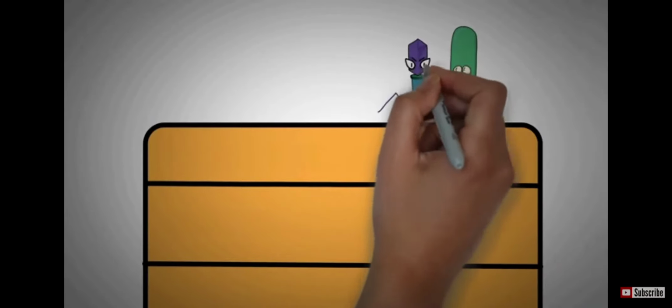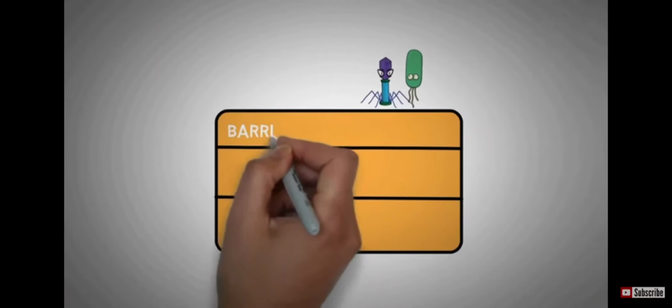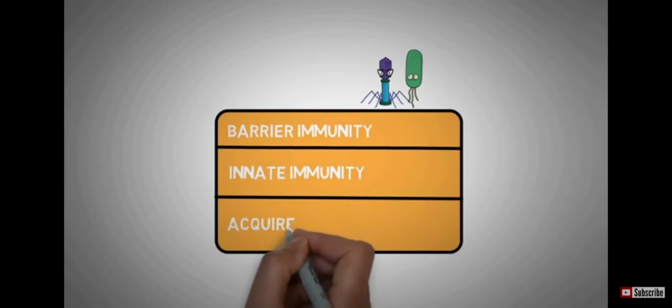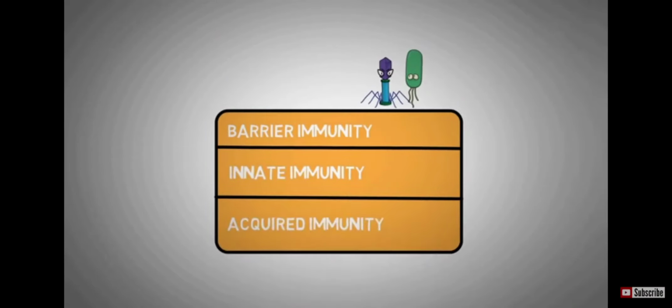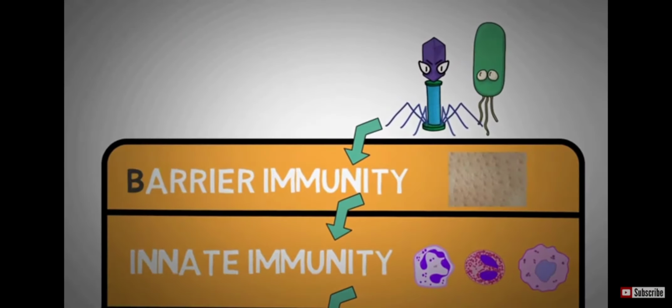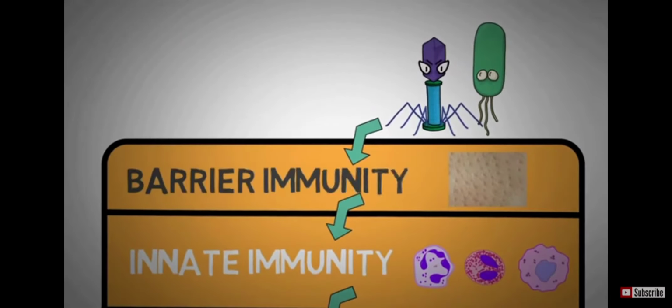The first and basic layer of human immune system is the barrier immunity, below which is the innate immunity, and finally we have the adaptive immunity or the acquired immunity. Let's decode these terms one by one and understand about the basic structure of the human immune system. So the first layer of defense in human immune system is the barrier immunity, and the most important part of barrier immunity is of course the skin.